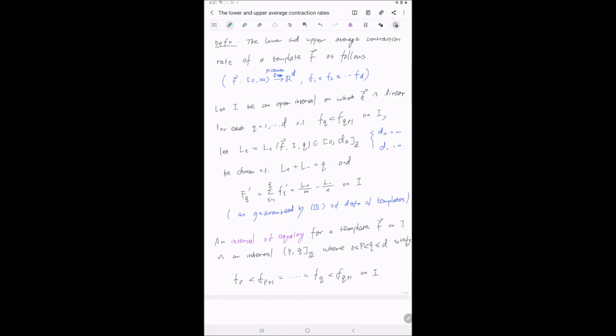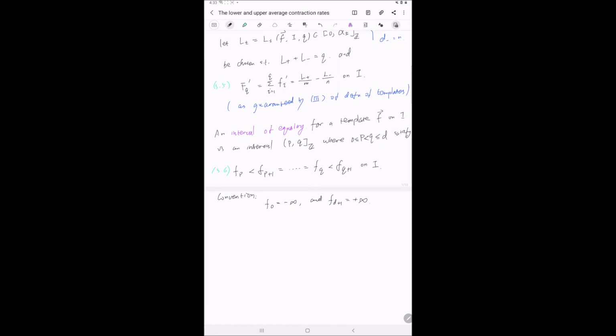Now let us assign labels to those two equations we just wrote, and we use the same label as in the paper. And here's the convention. The convention is that f sub 0 is negative infinity and f sub d plus 1 is positive infinity. And a quick observation is that the collection of intervals of equality forms a partition of the integers 1 through d.